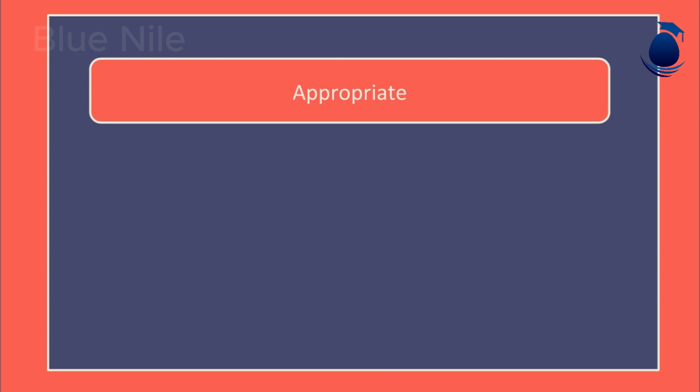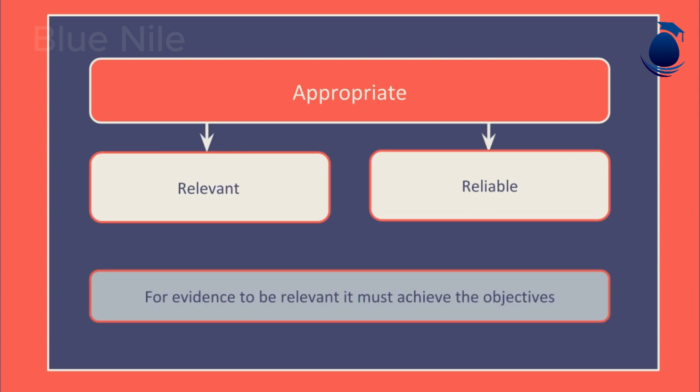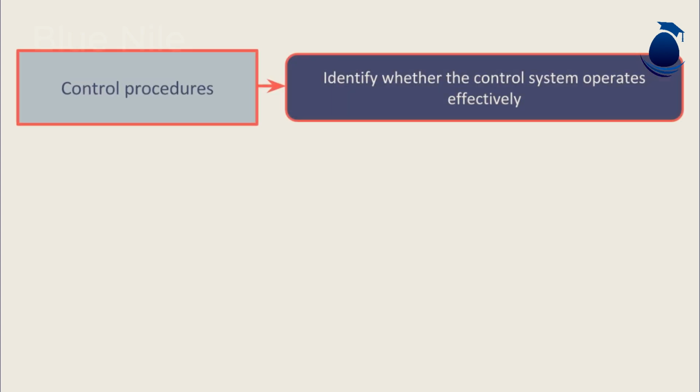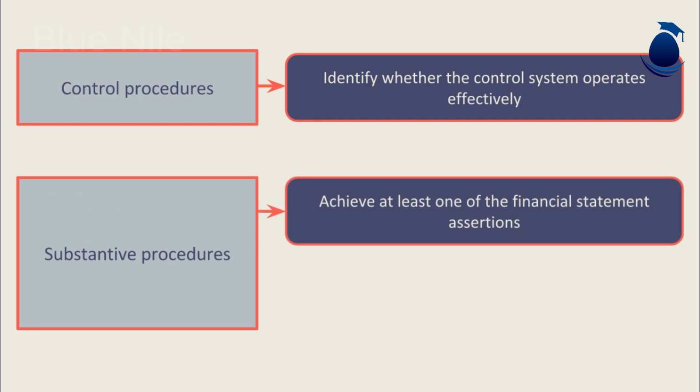For evidence to be appropriate, it must be relevant and reliable. For evidence to be relevant, it must achieve the objectives. For example, evidence collected must achieve the objective of the audit procedure that gathered the evidence. If we're looking at control procedures, the evidence collected from these procedures should identify whether the control system operates effectively. If looking at substantive procedures, the evidence must achieve at least one of the financial statement assertions.